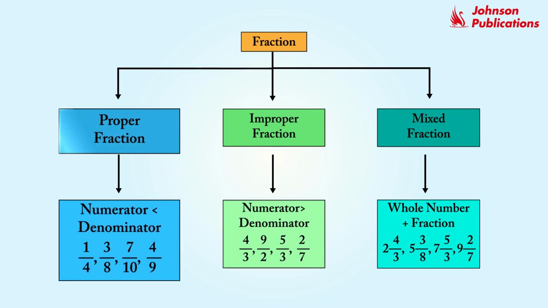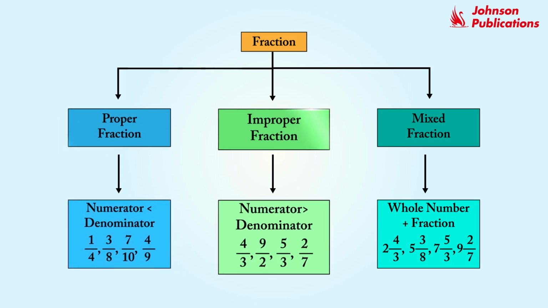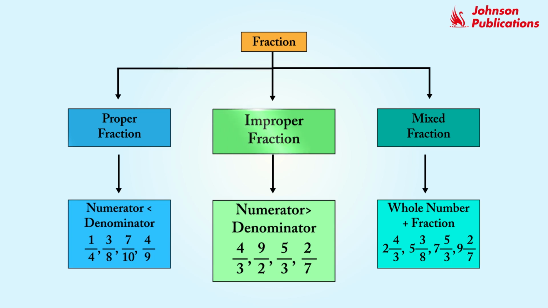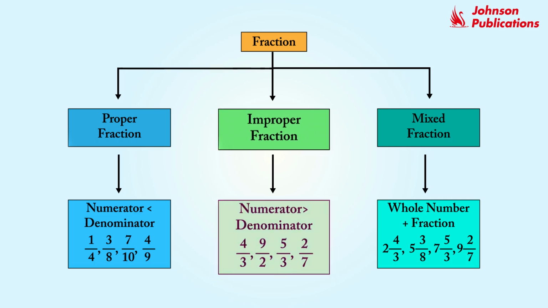Proper fraction. These are the fractions in which the numerator is less than the denominator. Look at these examples. Improper fraction. These are the fractions in which the numerator is greater than the denominator. These are the examples of improper fractions.